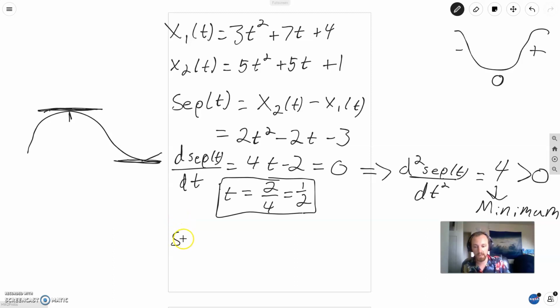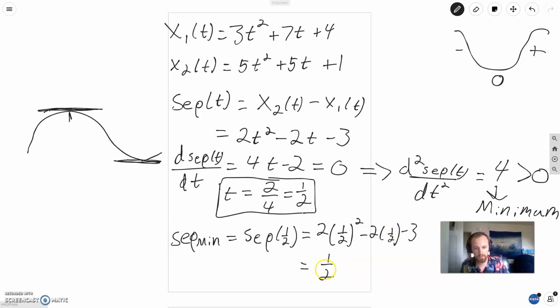So then we can see what this minimum separation is. Separation minimum equals the separation evaluated at 1/2. And that's going to equal 2 times 1/2 squared minus 2 times 1/2 minus 3. So that'll equal 1/2 minus 1 minus 3. So that's going to equal 1 minus 2 minus 6 all over 2. So that equals negative 7 over 2.